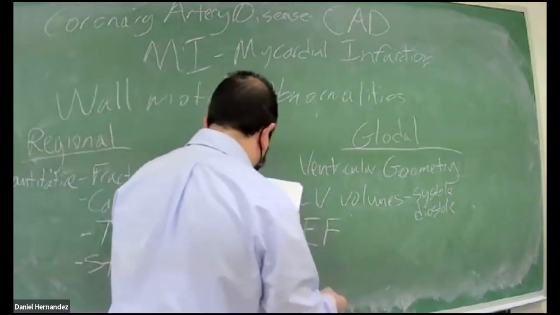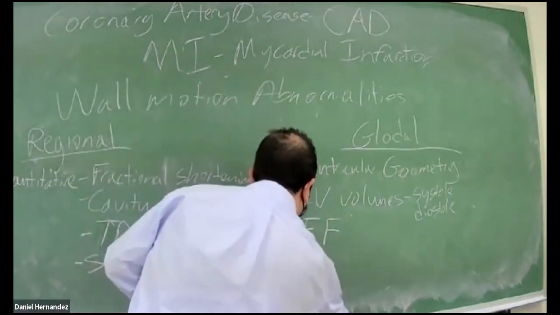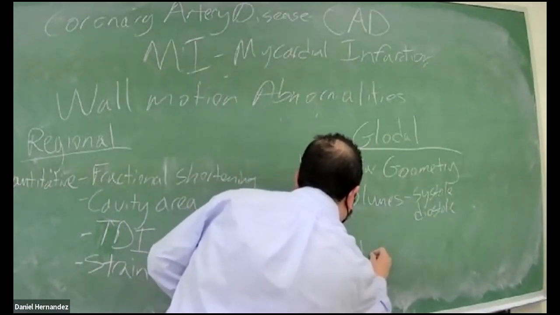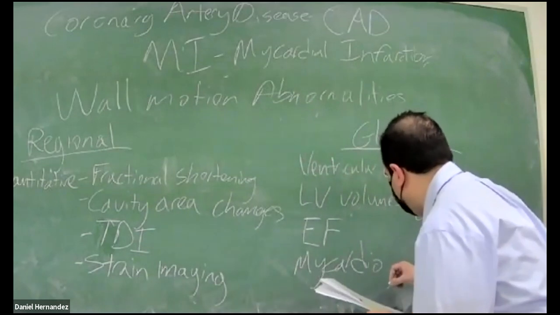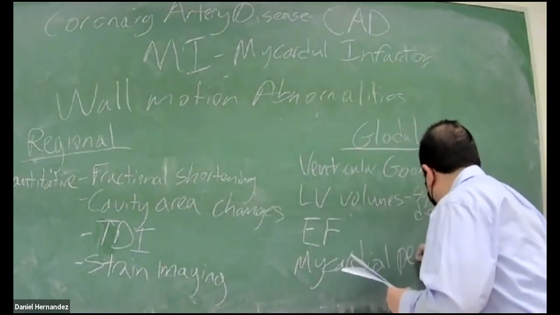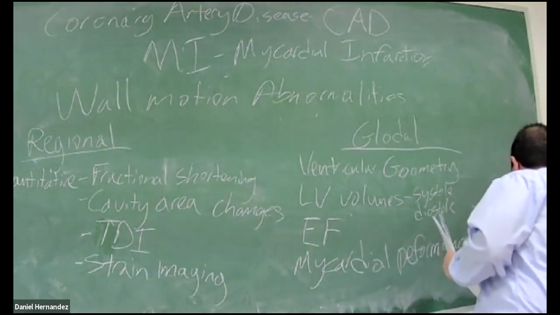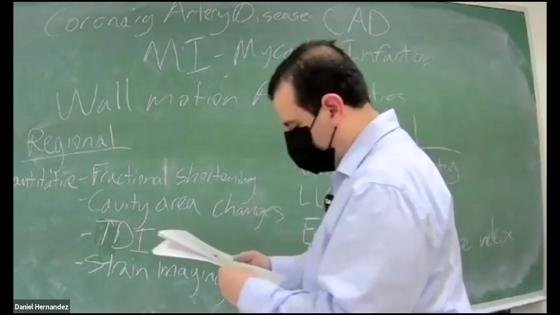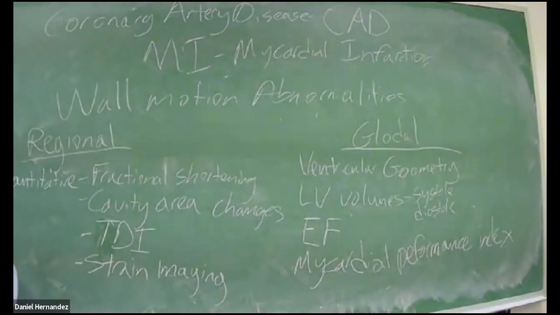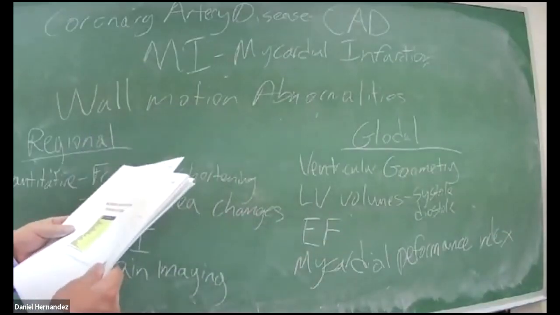You also have under here something called a myocardial performance index. I don't think that's going to necessarily be on your registry. Myocardial performance index. What does that last part say? A myocardial performance index. Yeah, I just got this off a chart.